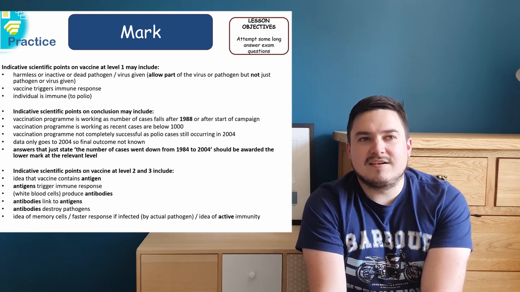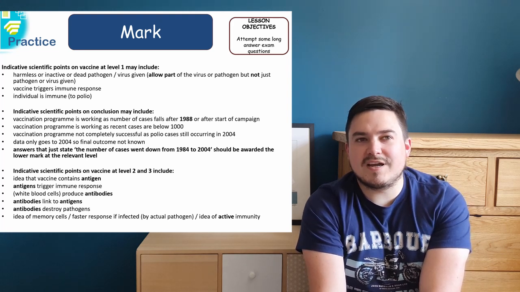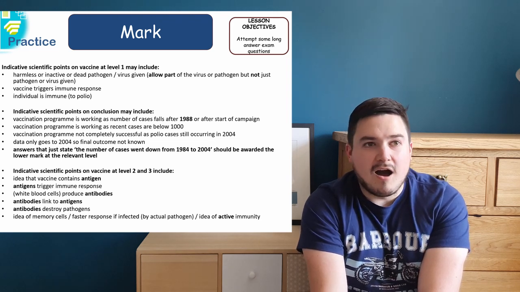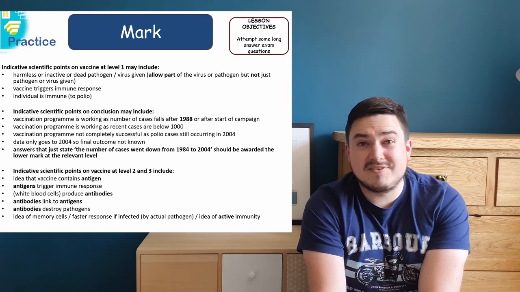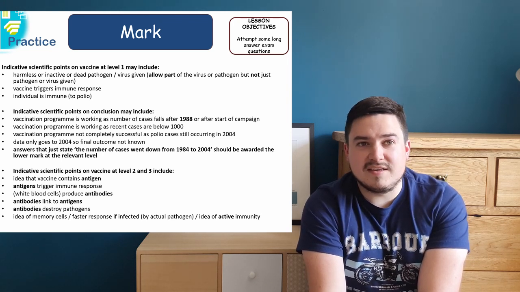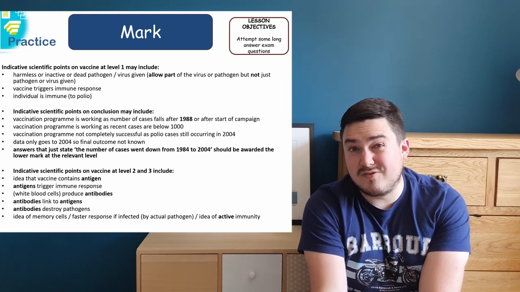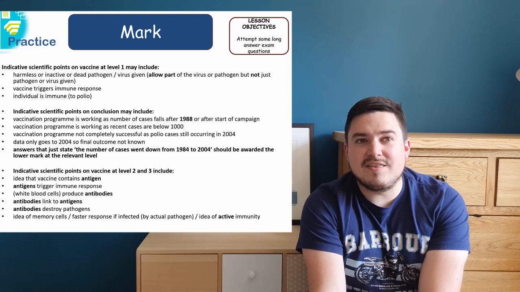And finally, the scientific points on conclusion may include the vaccine program is working as the number of cases falls after 1988 or after the start of the campaign. The vaccination program is working as recent cases are below 1,000. Not successful as there are still cases is fine as well. As I said earlier, either one is fine as long as you're referring to numbers. If you haven't said any numbers, you get the marks for none of these. The data only goes to 2004, so the final outcome is not known. You could refer to that as well, that's fine. If you just say numbers go down from 1984 to 2004, you'd get the lower mark at that relevant level.